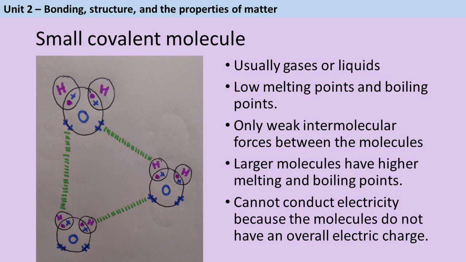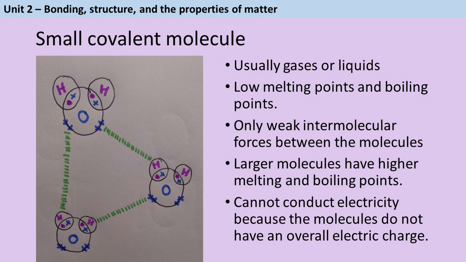Small covalent molecules, like oxygen or nitrogen or methane, tend to be gases or liquids at room temperature. Now the reason for that is that holding those molecules together isn't a bond, isn't something really, really strong, it's just something called a weak intermolecular force. And it's really easy to overcome that weak intermolecular force because it doesn't take very much energy. The bigger a molecule is, the stronger the weak intermolecular forces between it will be. That means that as small covalent molecules get bigger and bigger, they do start to become solid.